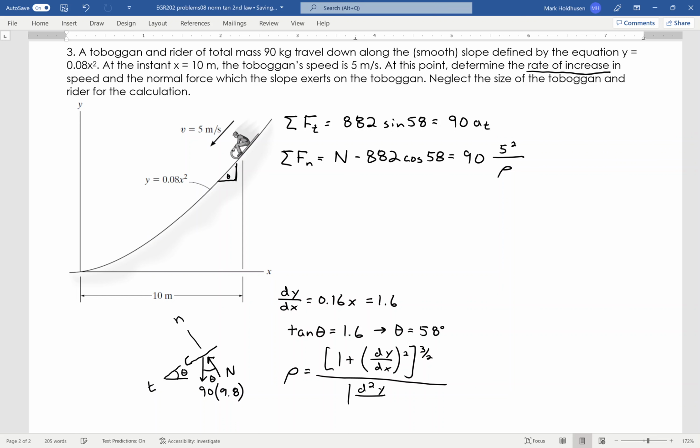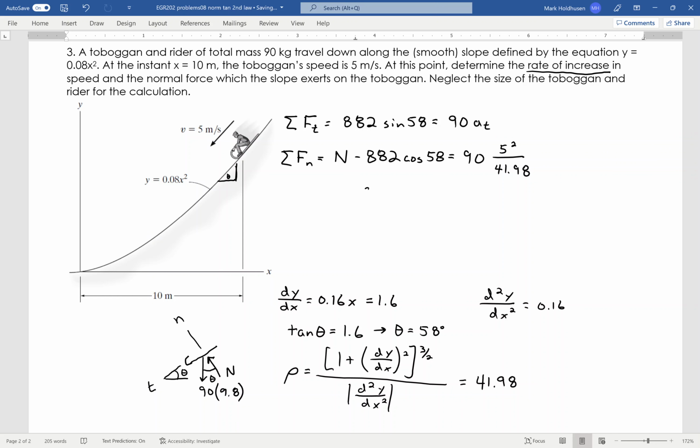So I need to take two derivatives and find the second derivative, d squared y over dx squared, which is just going to be 0.16, very simply. Plug in what I know, the 1.6 and the 0.16, into this equation, and I can find rho is 41.98, which I can then plug up into this equation. Now, very simply, I've got two equations, two unknowns, and each equation is independent of one another.